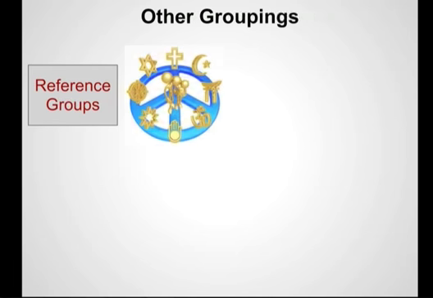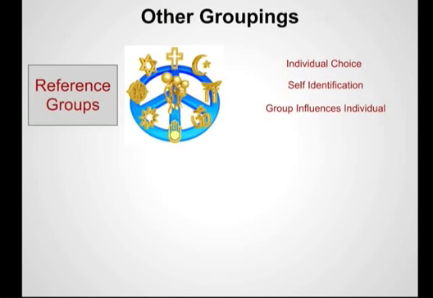Other groupings, again, reference groups. Reference groups could be of religion, something you identify with, a sports group, whatever it might be. You tend to choose which reference group you're going to be a part of. Now, this is self-identification. The individual is identifying with the group. So, really, the group influences the individual by choice. But if the individual left, the group would not know. So, this type of reference group determines the individual's beliefs or values, again, by individual choice.